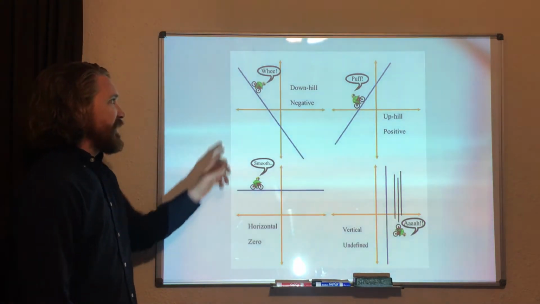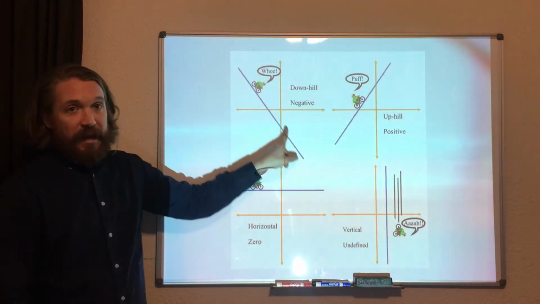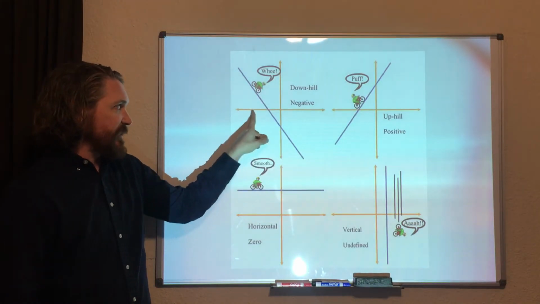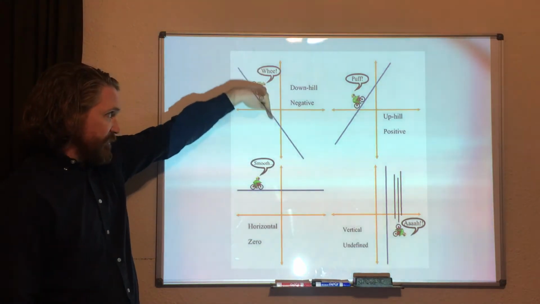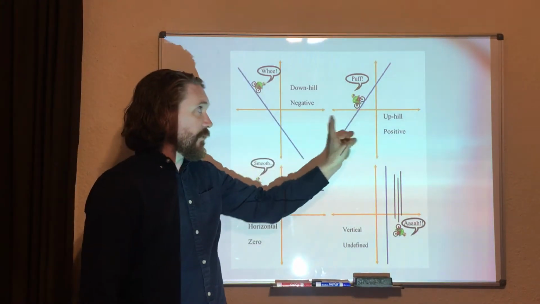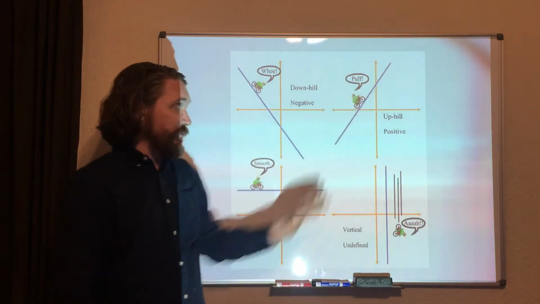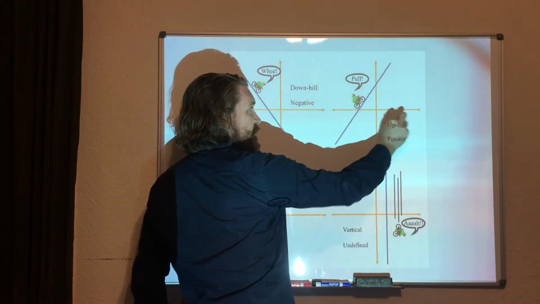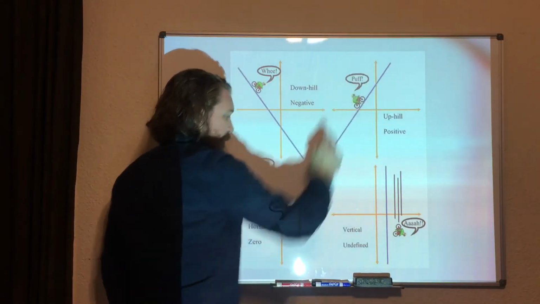Another way to see these, if you haven't picked up on the bicycle or the skiing metaphor here, is negative slopes always go downhill. This is an inverse relationship, okay? As x gets bigger, y gets smaller. An uphill is a positive or direct relationship. As the x variable increases and goes away from 0, the y variable goes up.